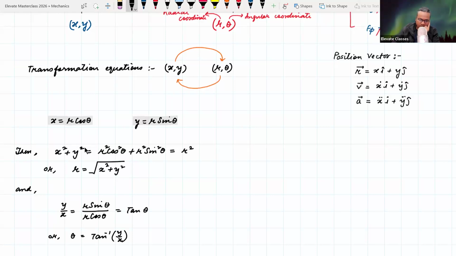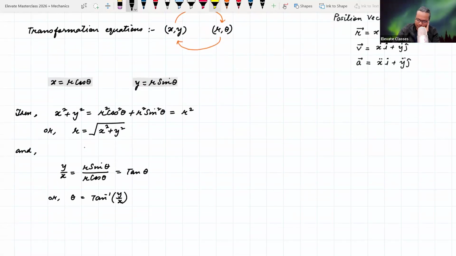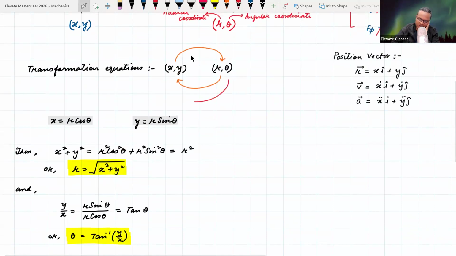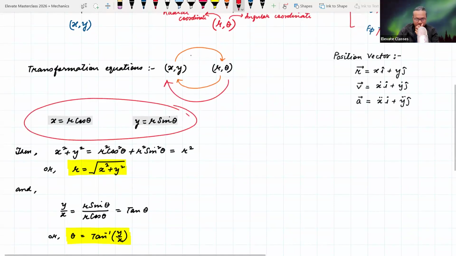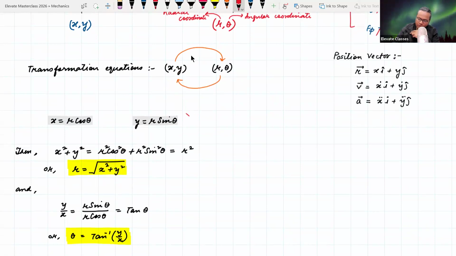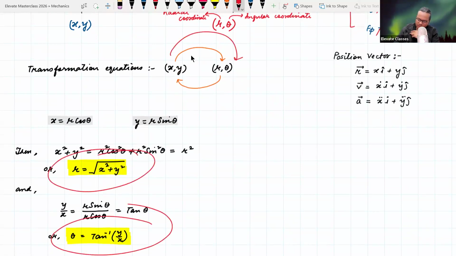So these are the reverse transformation equations. Okay, you need to be aware of both of them. Essentially, if you want to go from r theta to x y, these are your transformation equations. If you want to go from x y to r theta, then these two are your transformation equations.